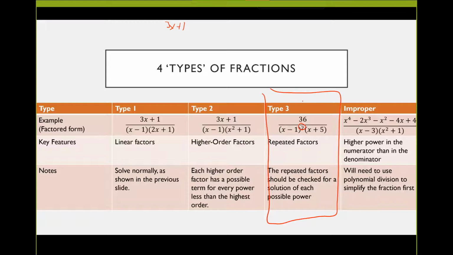Oh wait, I'm a little bit confused. What's the difference between type 1 and type 2? Higher order factors. So for type 2, this is not a linear factor. This is a quadratic factor. Oh, okay. Type 2 could be any higher order though. So it could be a cubic, it could be a quartic, it could be a quintic. So any type of power that is not 1 in your factors.